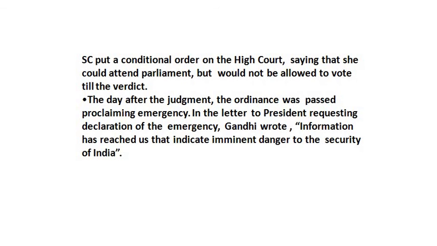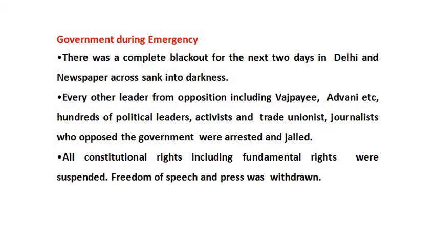Gandhi wrote, "Information has reached us that indicates imminent danger to the security of India." The government during the emergency: there was a complete blackout for the next 2 days in Delhi, and newspapers across the country sank into darkness. Leaders from the opposition, including Vajpayee, Advani, etc., and hundreds of political leaders, activists, trade unionists and journalists who opposed the government were arrested and jailed.